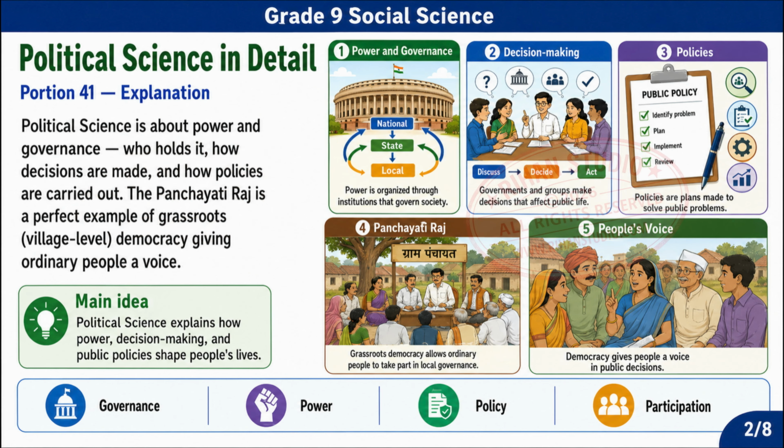Explanation. Political science is about power and governance, who holds it, how decisions are made, and how policies are carried out. The Panchayati Raj is a perfect example of grassroots, village-level democracy, giving ordinary people a voice.